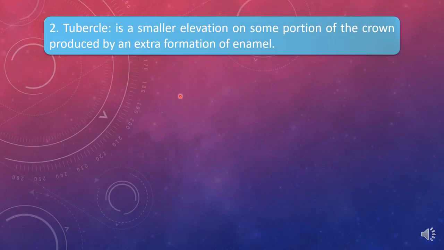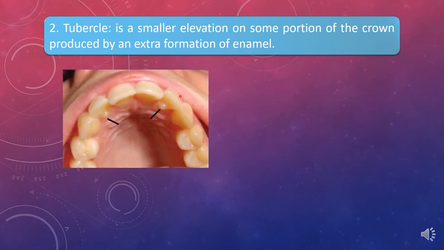Tubercle is a smaller elevation on some portion of the crown produced by extra formation of enamel. The tubercle هي همين elevation، بس راح تكون anatomical variation، لأن هي تصير بال process of formation of the tooth نتيجة extra formation of enamel. فمثل ما نقول هي من ضمن الحالات الشاذة، يعني مو دائما موجودة، فهي تفرق عن الكسب.